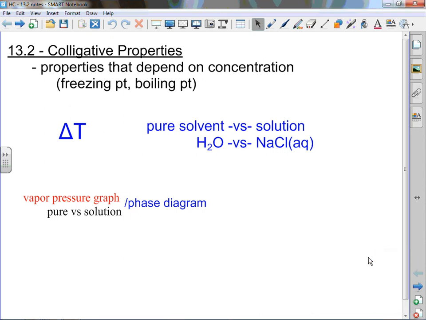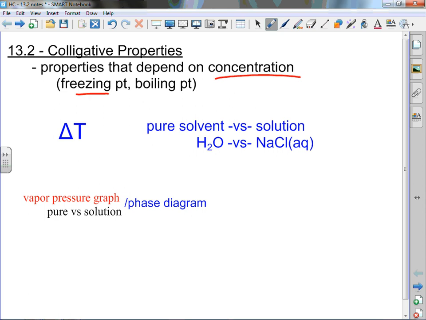In this section, we're going to talk about colligative properties. Colligative properties are unique in the sense that these properties change depending upon the concentration of a chemical. So if we're looking at salt water, or carbon dioxide, or any other chemical, some of their properties can change depending on how concentrated they are, the amounts we have.